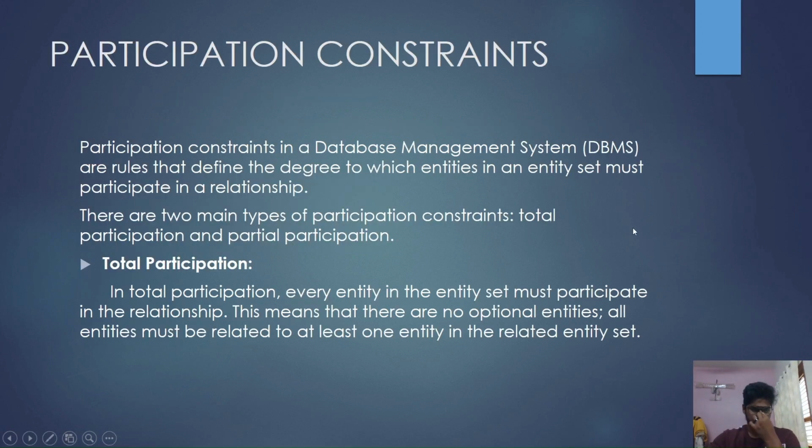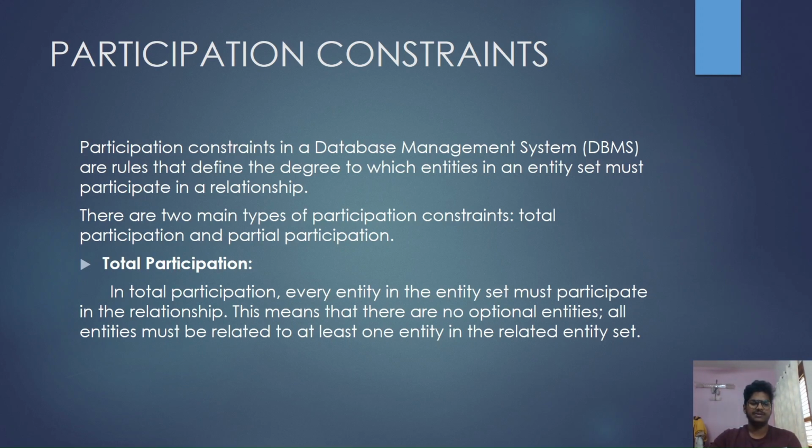Participation constraints. Participation constraints in a database management system are rules that define the degree to which entities in an entity set must participate in a relationship. There are two main types of participation constraints: total participation and partial participation.